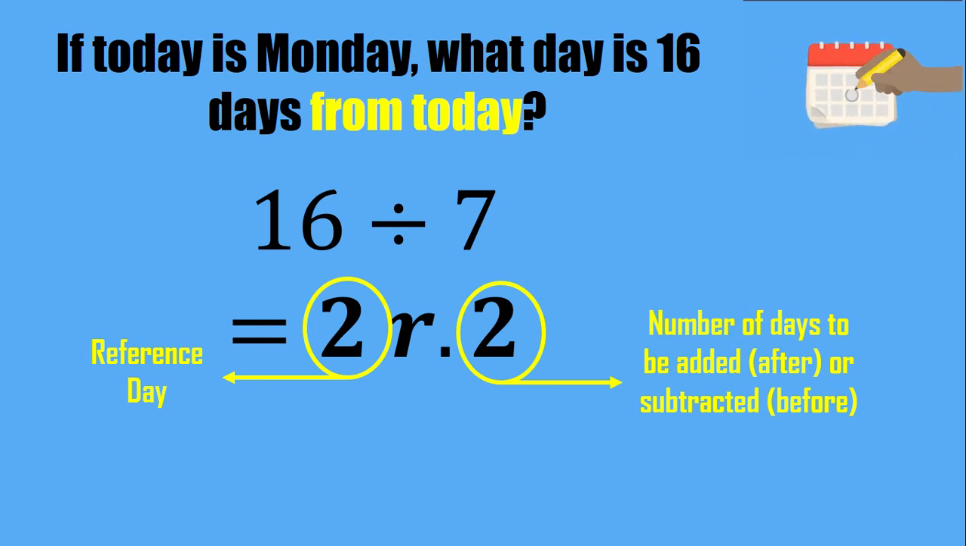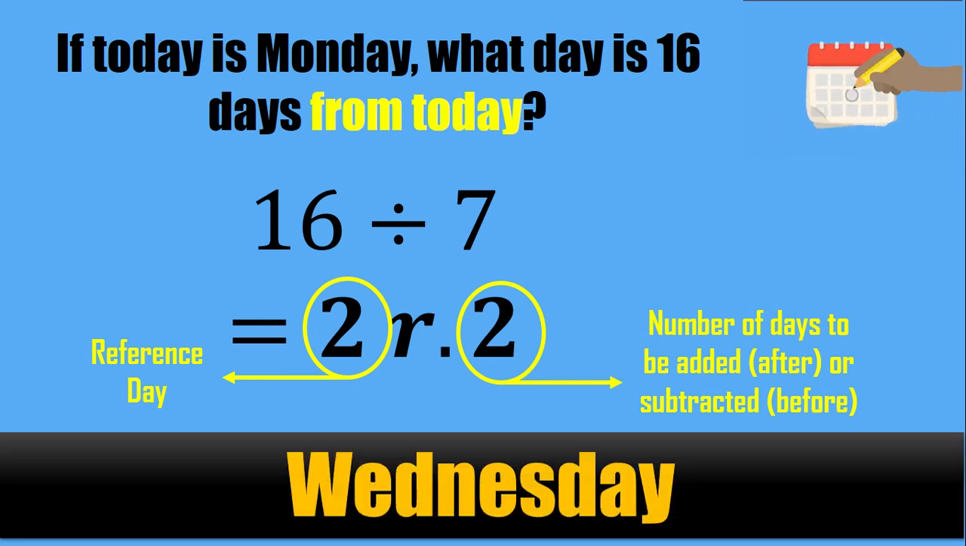In this case, what day is 16 days from today? We're just going to add those 2 days. From Monday, you add 2 days: Monday, Tuesday, then Wednesday. So if today is Monday, what day is 16 days from today? The answer here is Wednesday.